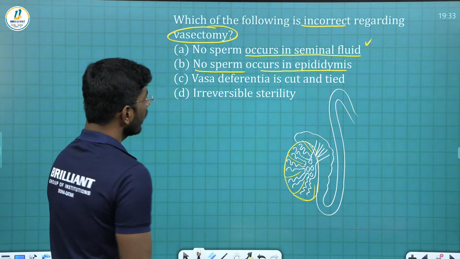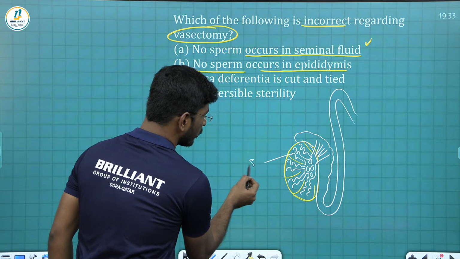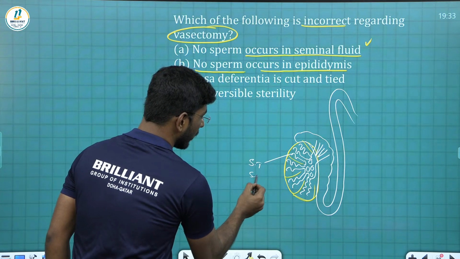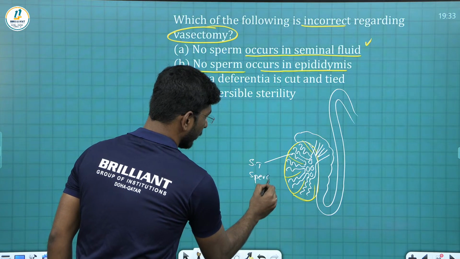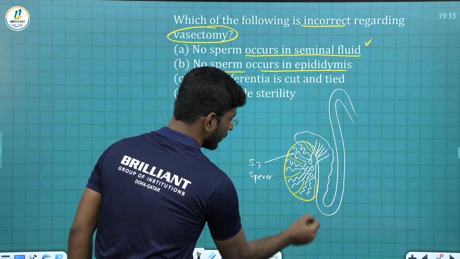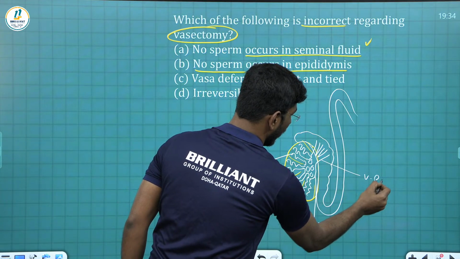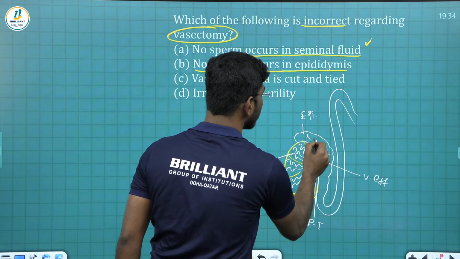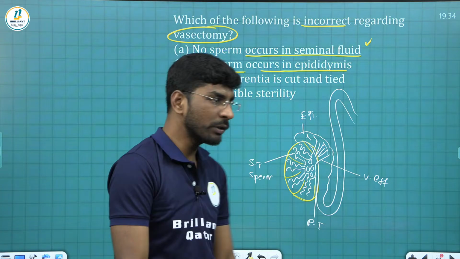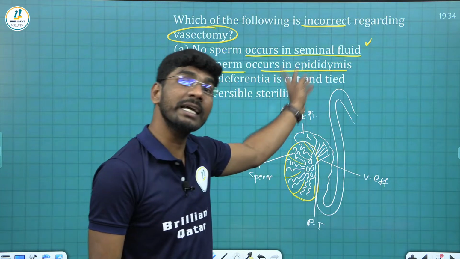Now answer me. No sperm occur in epididymis. This is seminiferous tubule. Here sperms will form, beta. Here sperm formation takes place. Yes or no? The sperms will come to rete testis, then vasa efferentia and epididymis. That means in the epididymis, what is there? Sperms are there. Are you with me? Sperms are there in vas deferens. So tell me, what is the incorrect statement?